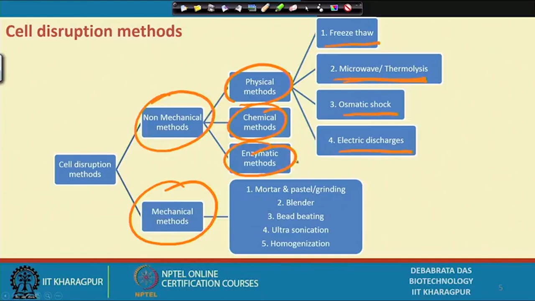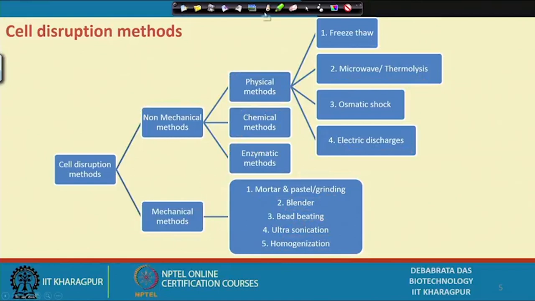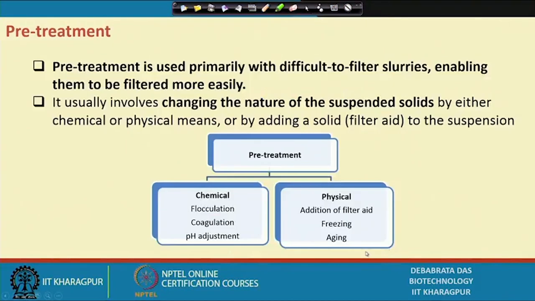And then enzymatic, we use lysozyme for breaking the cells. Chemicals, we use some kind of buffer for breaking the cell wall. Mechanical, we do it physically, that is with mortar and pestle or grinding, blender, beating, ultrasonication and homogenization. So, these are the different techniques through which we can do this cell disruption.